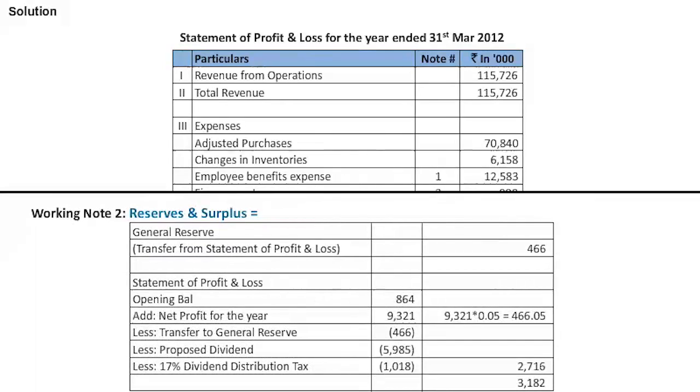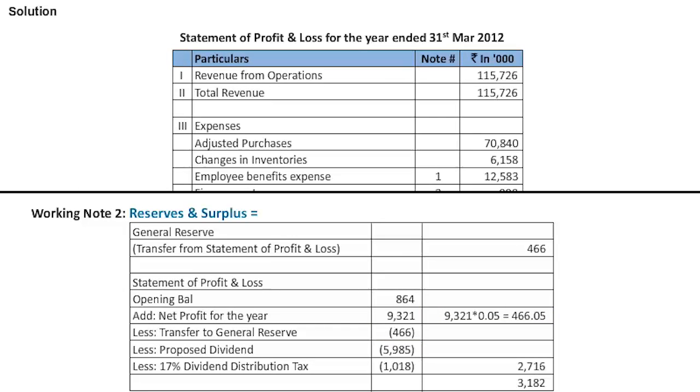Now this 9,321, that is the profit after tax that will get added to your statement of profit and loss accumulated balance. So 9,321 that will get added here in the balance sheet. Now first, before dividend, 5% of net profits to be transferred to general reserve. So 9,321 is the net profit. 5% of that is 466. That will be transferred to general reserve.